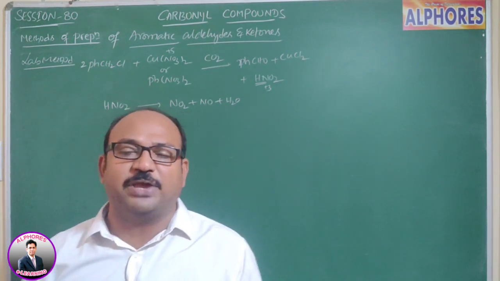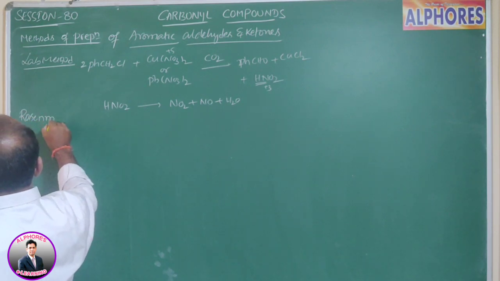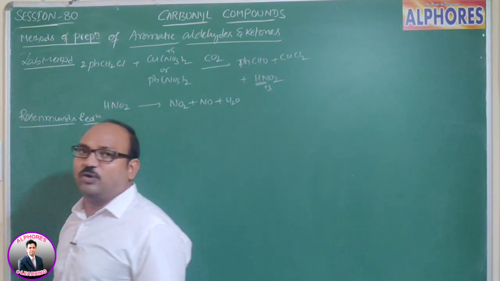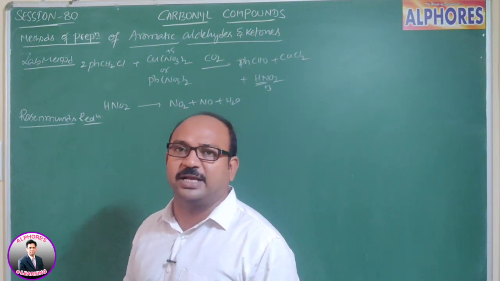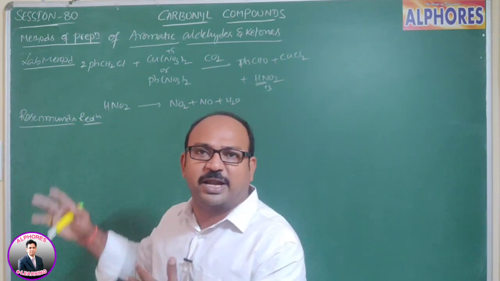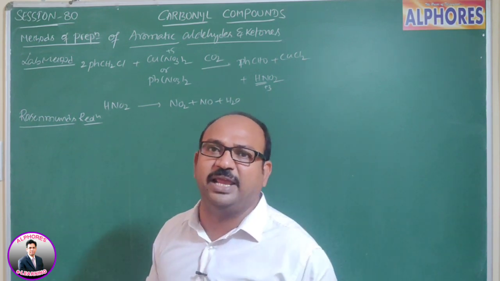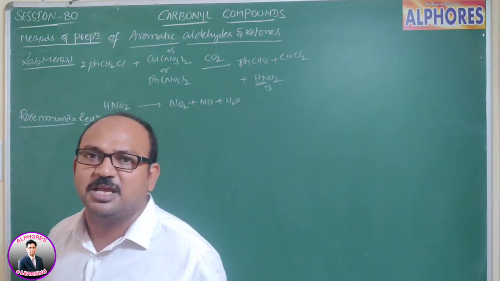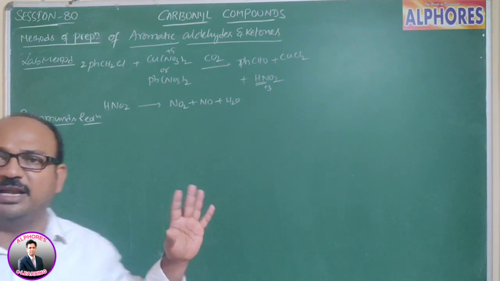Next method of preparation of aromatic aldehydes: we already learned Rosenmund's reduction. Rosenmund's reduction can be used for preparation of only aldehydes, not only aliphatic aldehydes but also aromatic aldehydes. In Rosenmund's reduction, acid halides upon reduction with palladium on barium sulfate in presence of boiling sulfur or xylene give aldehydes. There we learned that palladium is the catalyst, barium sulfate is a negative catalyst, and boiling sulfur or xylene acts as a catalytic poison.